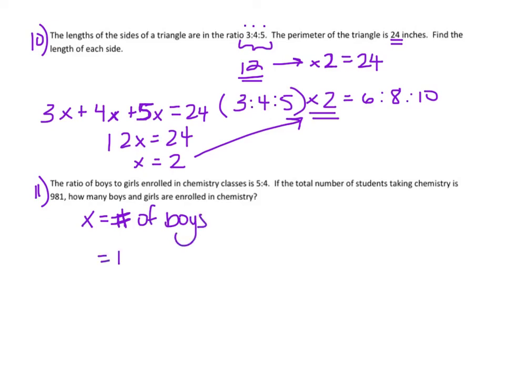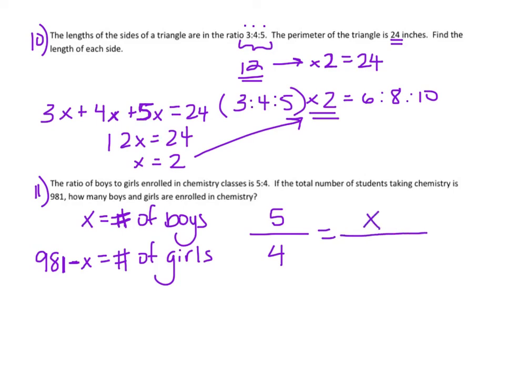How would I express the number of girls? And don't say y. Well, the only thing we know right now is the total. So to find the number of the other gender in the class, we're going to subtract: 981 minus x. And we can write a proportion for this by saying that the ratio of boys to girls is 5 to 4. On the other side of the proportion, the number of boys in class is x, and the number of girls in class is 981 minus x. That's the proportion we're going to solve to find the answer.